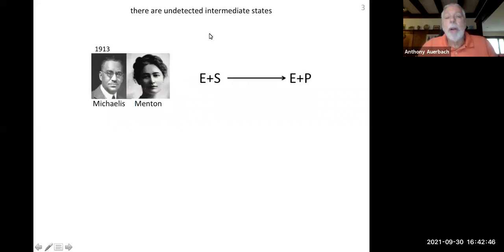The second point is that there are undetected intermediate states. In 1913, Michaelis-Menten stuck an ES in there, revolutionizing and upsetting the apple cart of enzyme kinetics. They proposed this in 1913, but it was not confirmed experimentally till 1943, when Britton Chance invented the stopped-flow apparatus and saw a spectroscopic signal for this in a peroxidase enzyme.